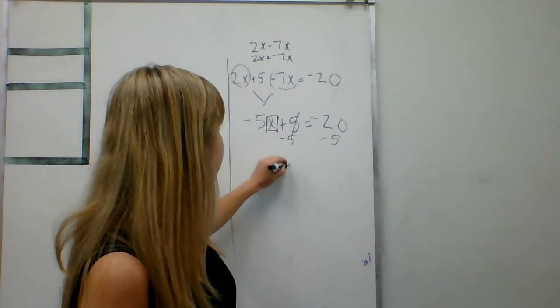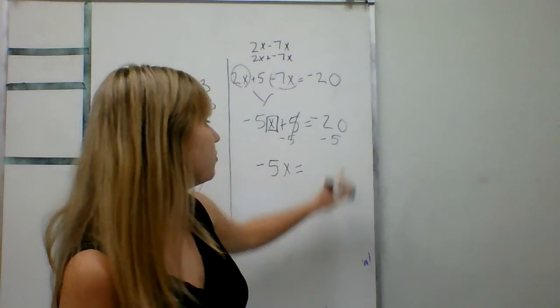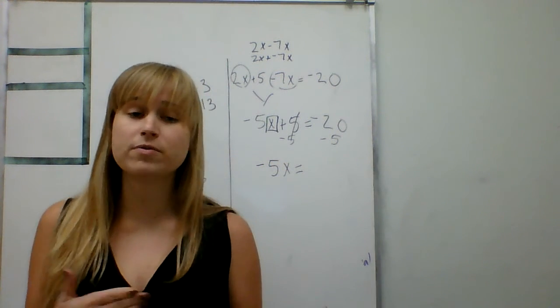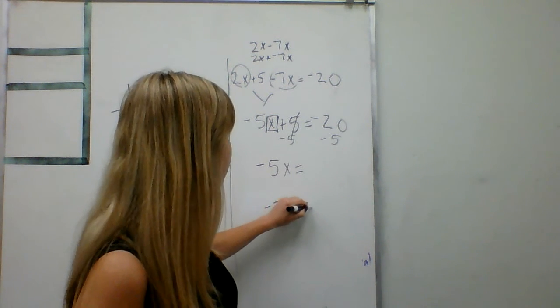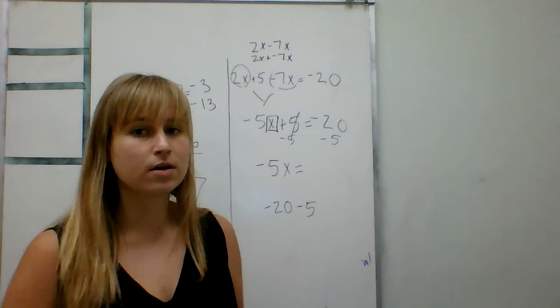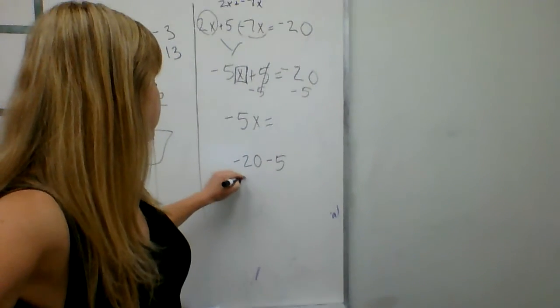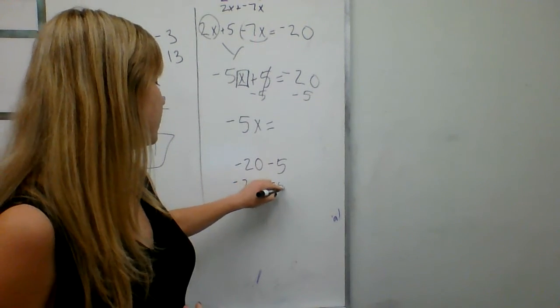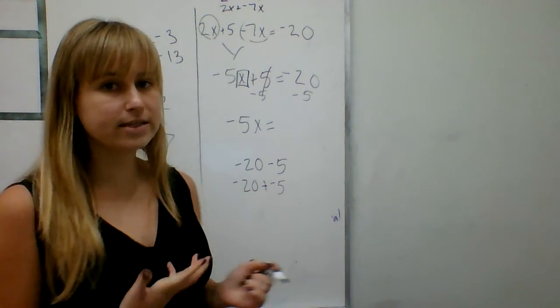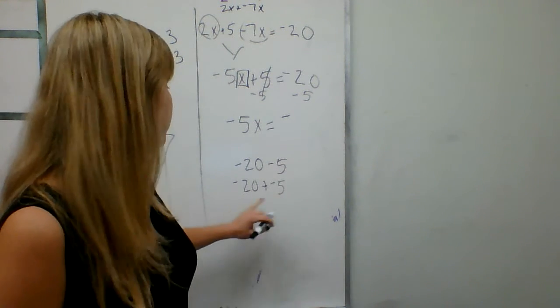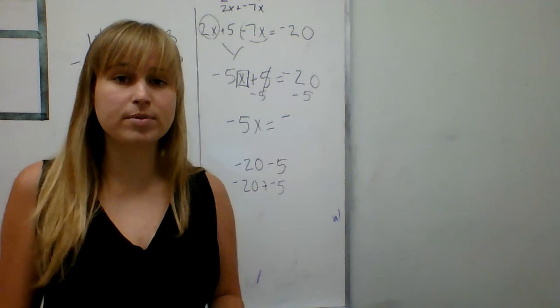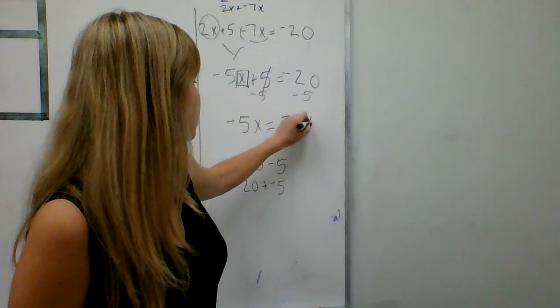So I have negative 5x is equal to, now again, we want to be careful because we have two negative numbers. This is the same thing as negative 20 minus 5. Another way to write that is negative 20 plus negative 5. That tells me my answer has to be negative because I have two negative numbers. And I'm adding them together because 20 plus 5 is 25.